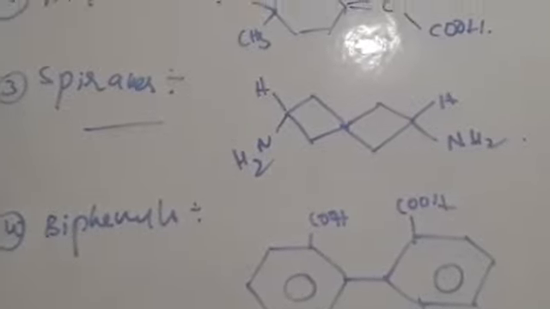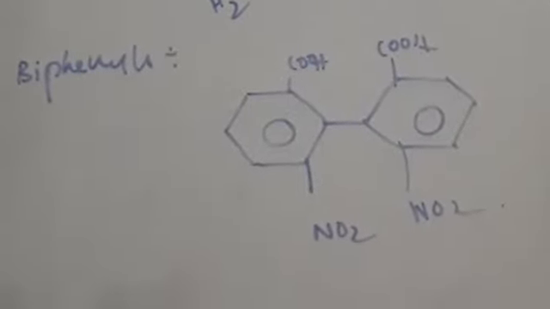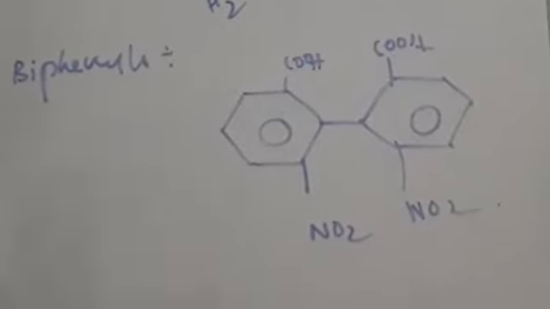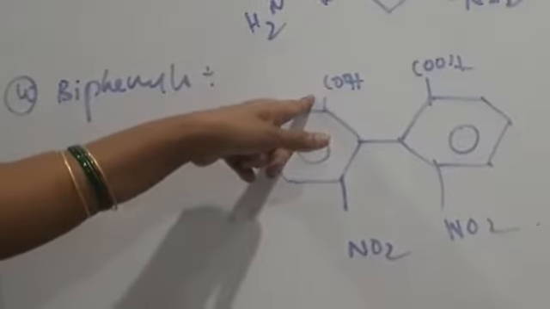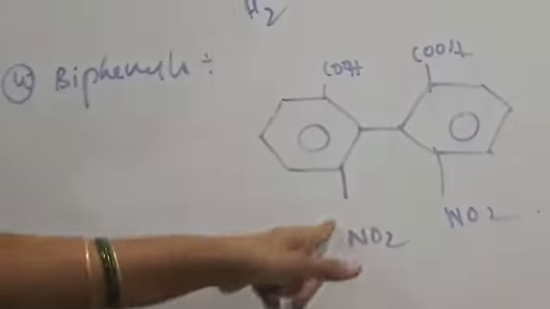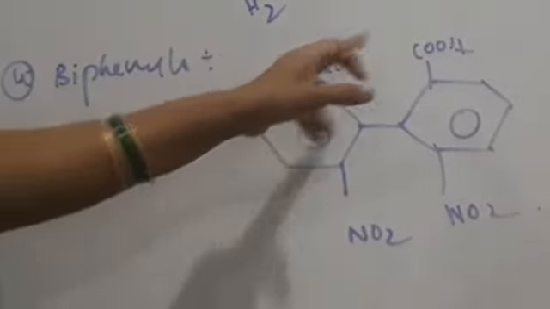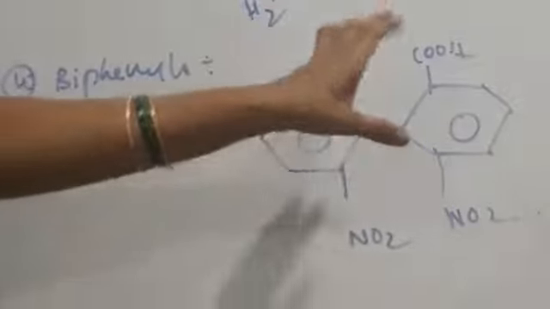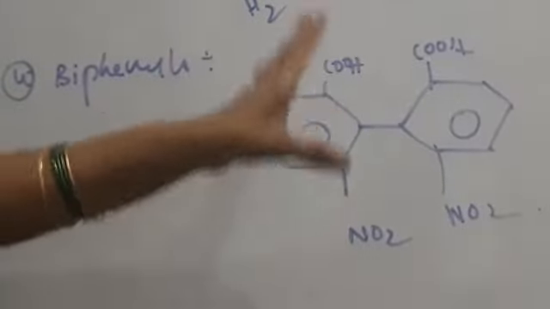Next, biphenyls. So these are the biphenyls. Biphenyls exhibit optical isomerism due to dissymmetry in their structure. And one more thing is they have substituents at the ortho position. Okay? Substituents are present at the ortho position. This is steric hindrance. So due to steric hindrance, they exhibit optical activity.